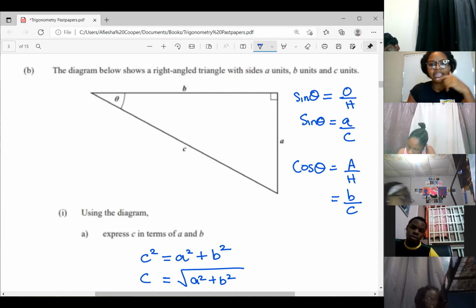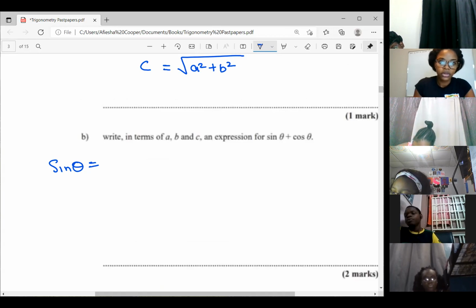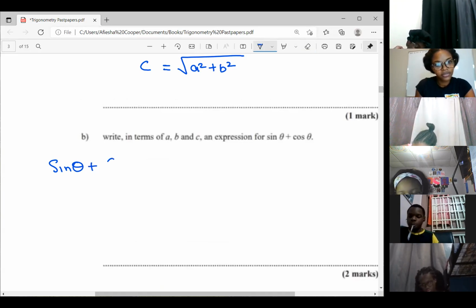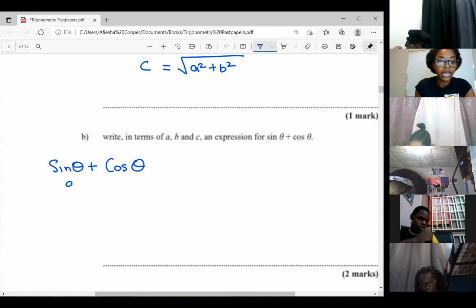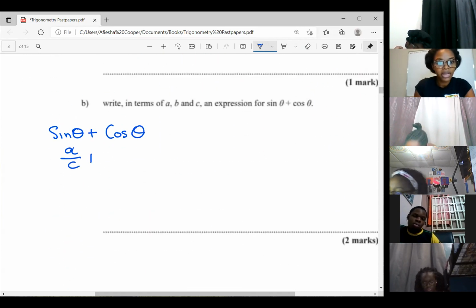So what they tell us to do is add them. In terms of A, B, and C, an expression for sine theta plus cos theta. So sine theta plus cos theta. Sine theta was A over C, plus B over C. And what's our final answer?